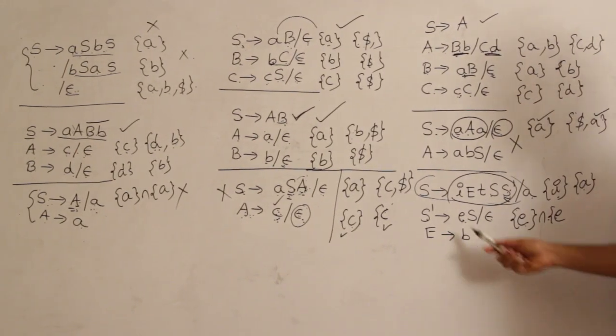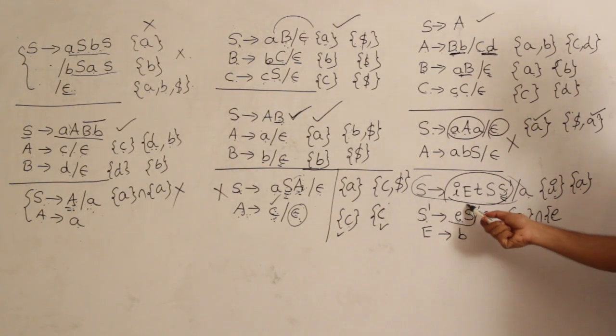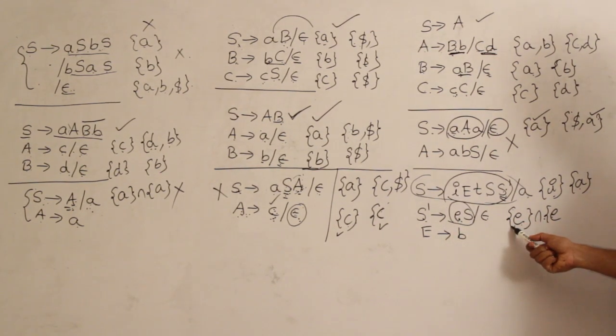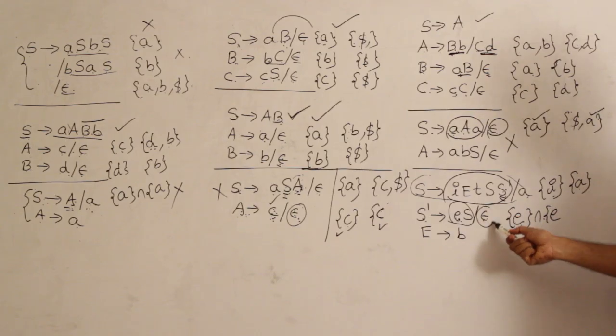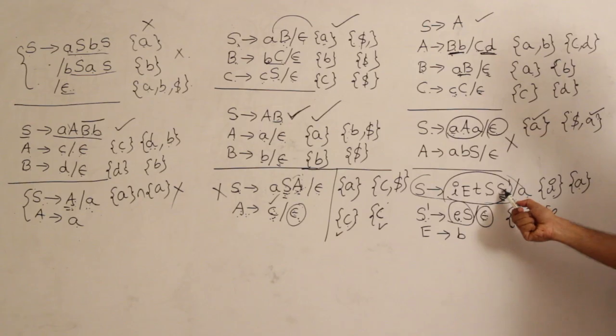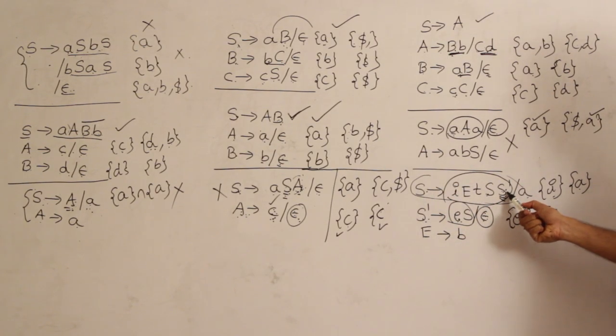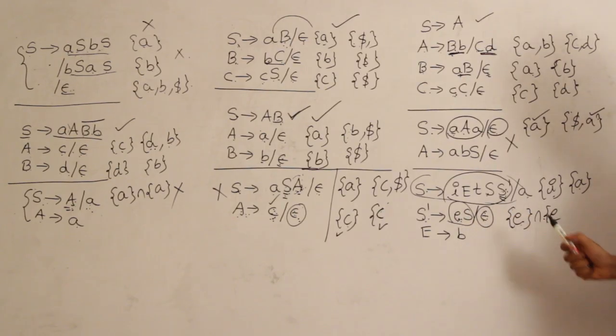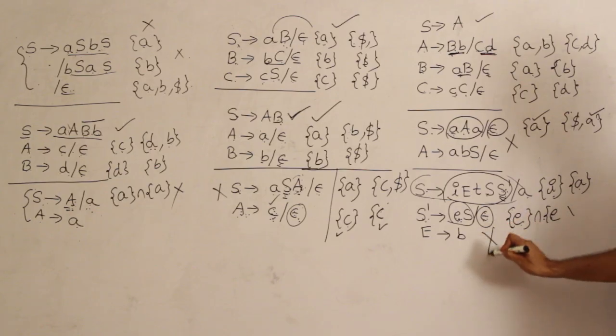Again, listen to this. Where are we going to place this one? For first of E, that is why I am writing E. And where are we going to place the second one? It has to be placed under follow of S dash. What is follow of S dash? Follow of S dash is follow of S. What is follow of S? Follow of S is first of S dash. What is first of S dash? Again E. Therefore, this grammar is also not LL1.